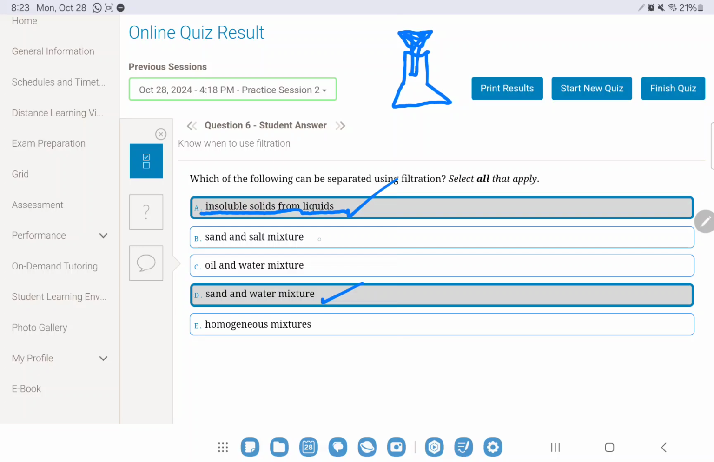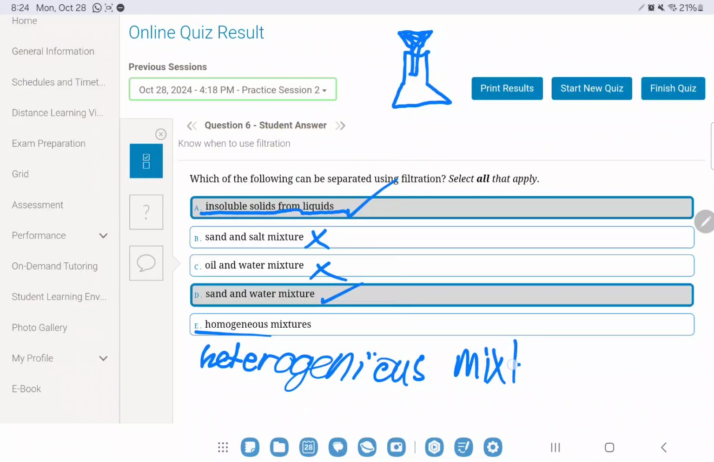Sand and salt, they're two solids, so you have no liquid, so you can't use filtration. Oil and water, we said, two liquids, you need to use the separatory funnel. Or if they have close boiling points, fractional distillation. Homogeneous, no, it's heterogeneous. Heterogeneous mixtures, yes, homogeneous, no.